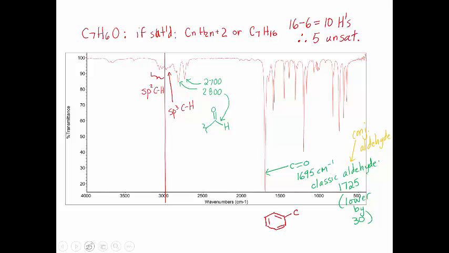All right, and so if we draw an aldehyde here, we've only got one carbon left. So we've got our aldehyde, we've got our benzene ring. We've got 1, 2, 3, 4, 5 unsaturations, and that looks like that's what that compound is. And that is what that compound is. So the only problem here we have is this little thing right here where we weren't sure whether we had sp3 carbon hydrogen. And when that's the case, we would take a look at the NMR spectrum for this compound, and we would be able to tell right away.